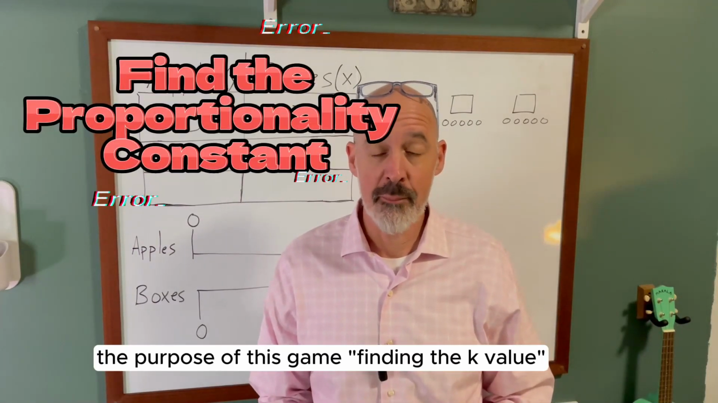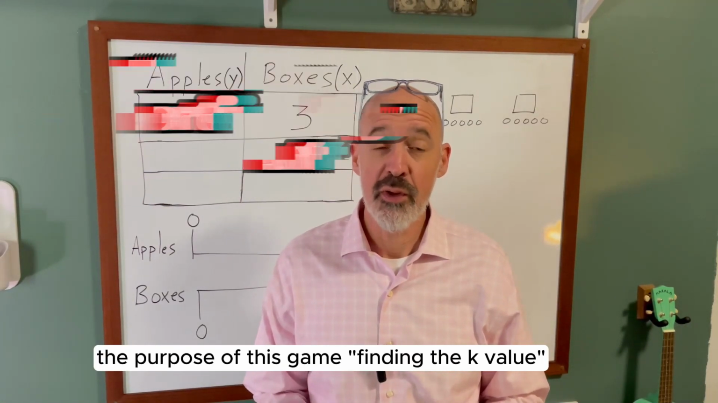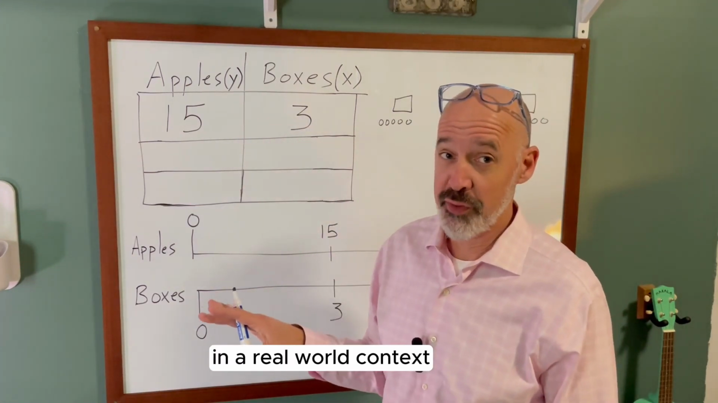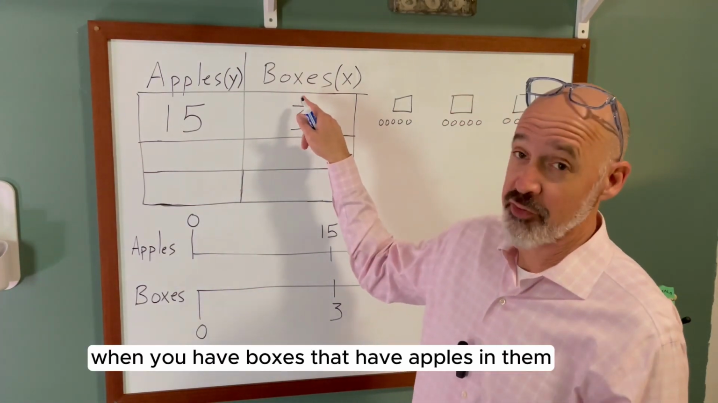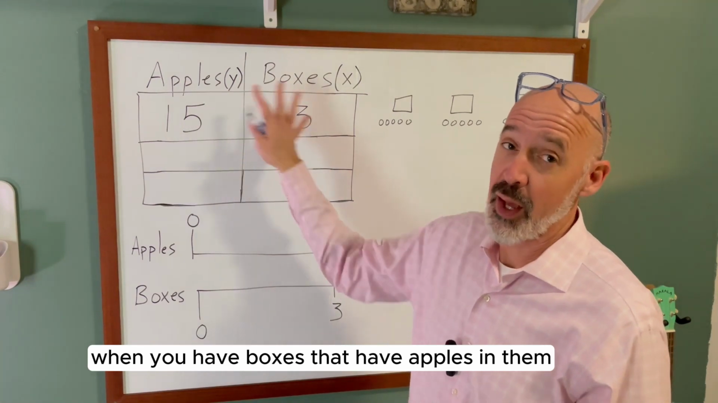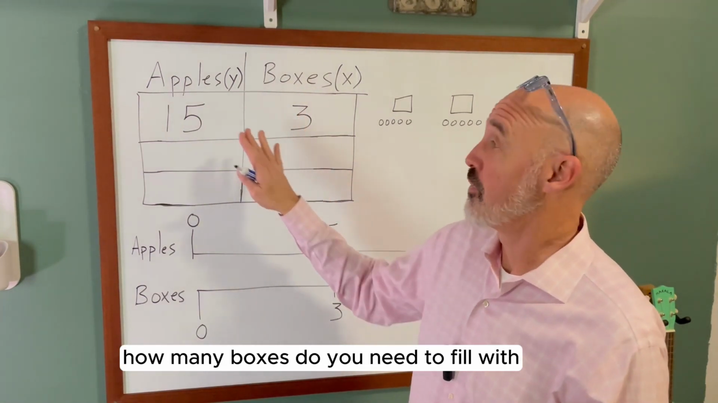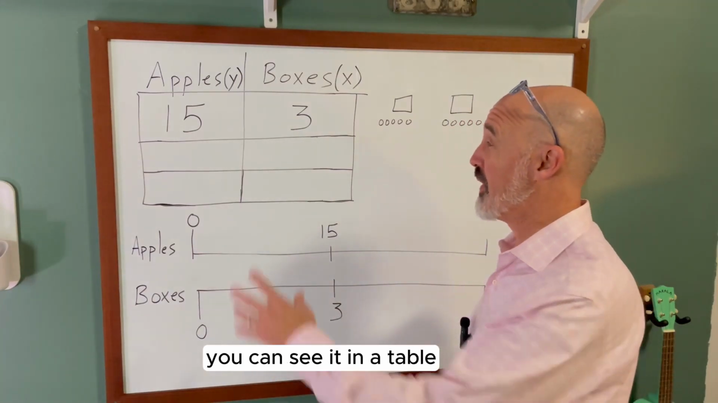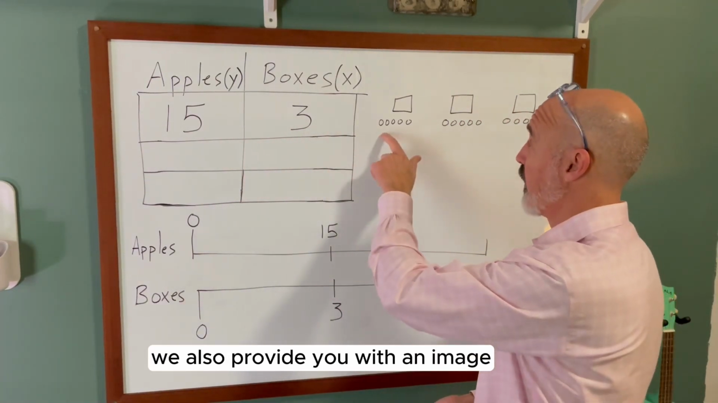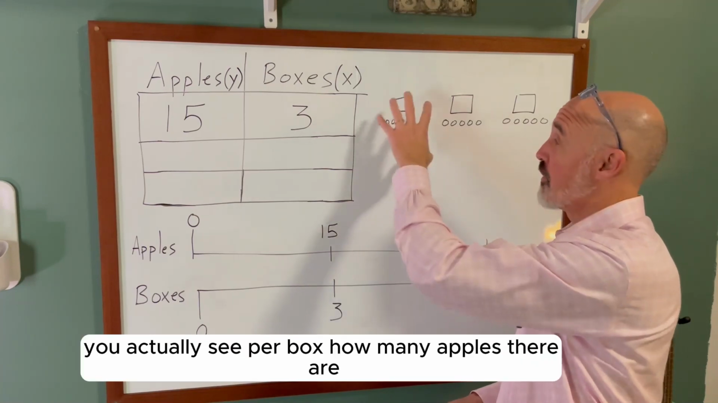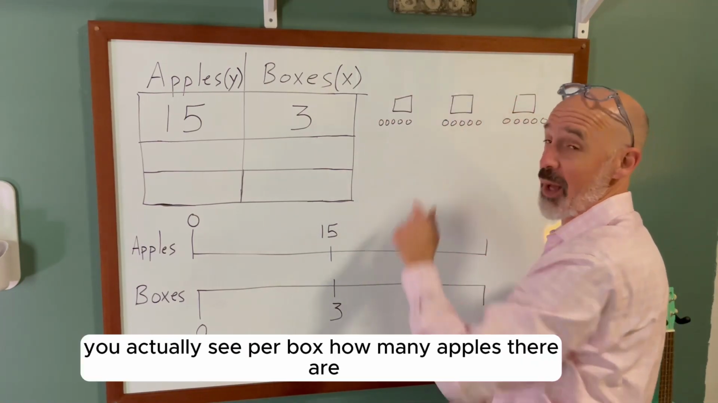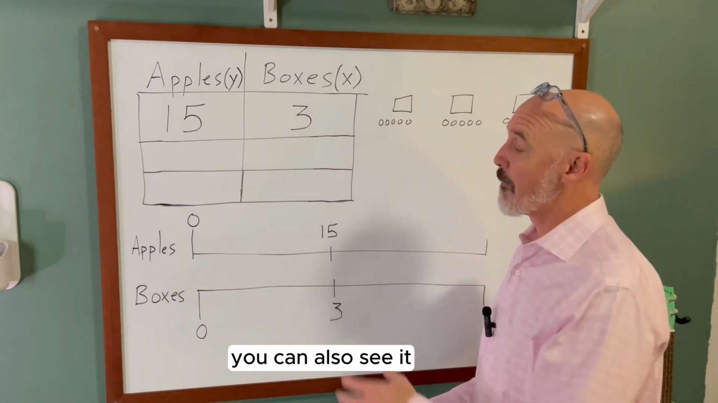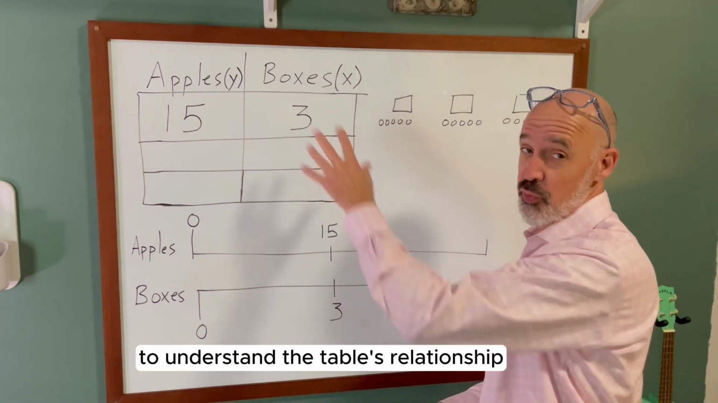The purpose of this game, finding the K value, is all about seeing information in the table in a real-world context. When you have boxes that have apples in them, how many boxes do you need to fill with how many apples? So in this activity, you can see it in a table. We also provide you with an image to actually see per box how many apples there are. And then on a double number line, you can also see it to understand the table's relationship.